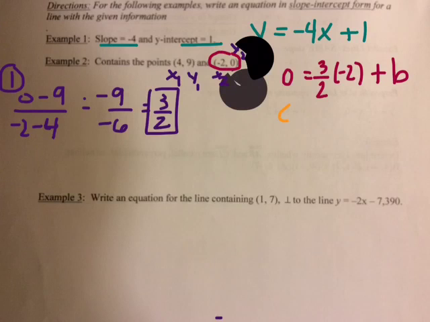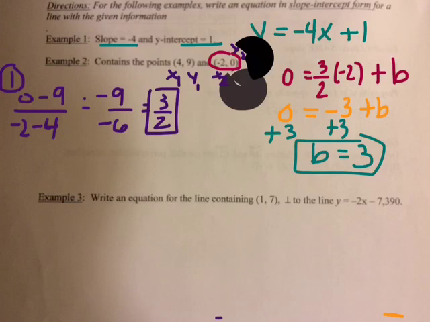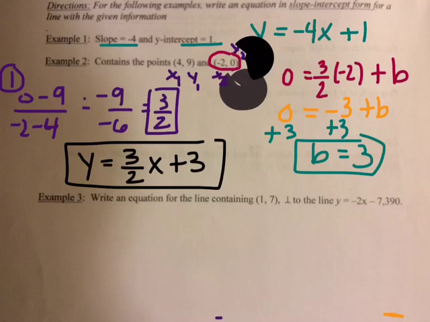3 over 2 times negative 2 gives you 3 plus b. And then all you have to do is move that 3 over. Plus 3, so b equals 3. Now we have our b, we have our m, so we can write it in slope-intercept form. Y equals 3 over 2x plus your b. And there you go.